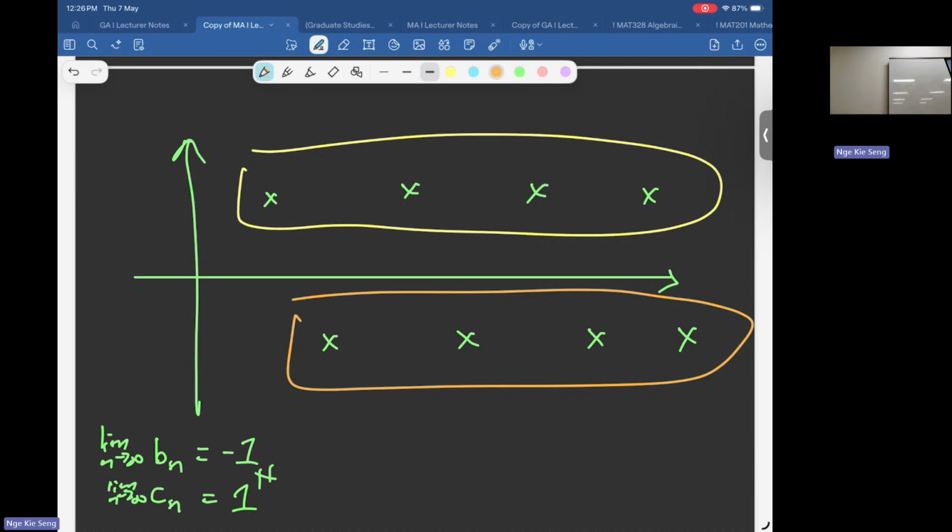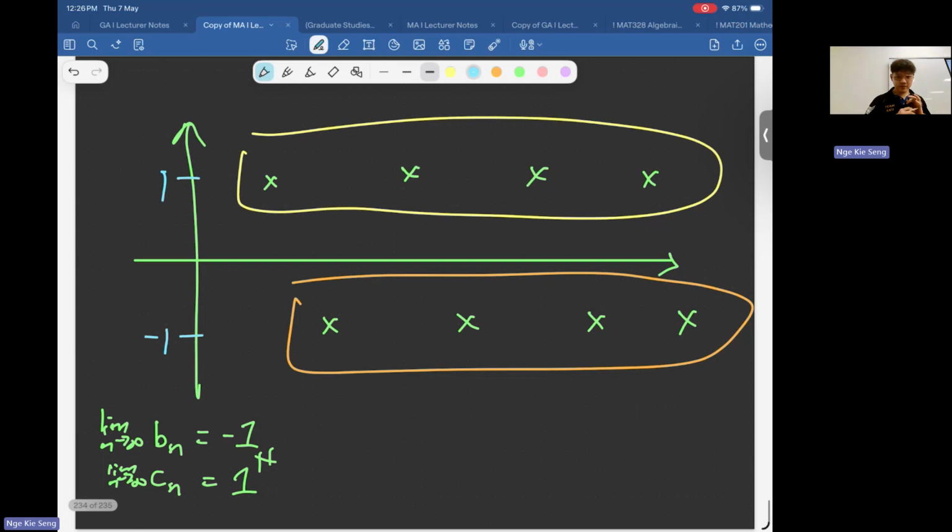Bolzano-Weierstrass says what? If you have a sequence that lies in some closed bounded interval, and the closed bounded interval here you can take -1 to 1, then there is a convergent subsequence. So these are the convergent subsequences. Two possibilities. Okay, good so far.